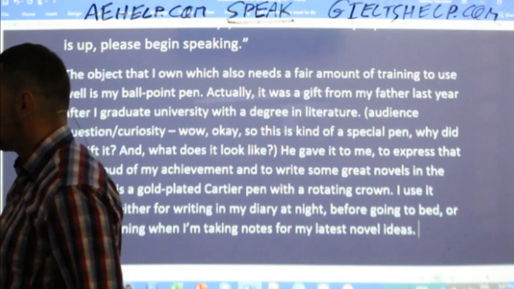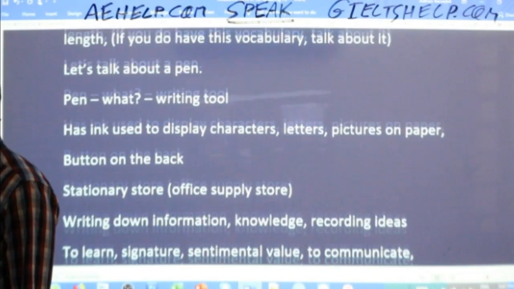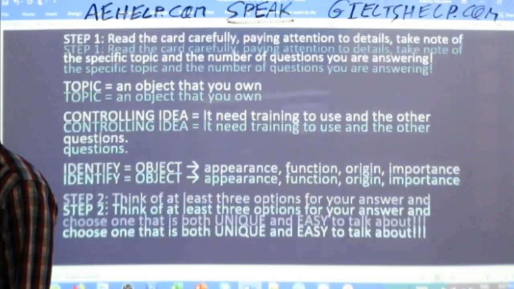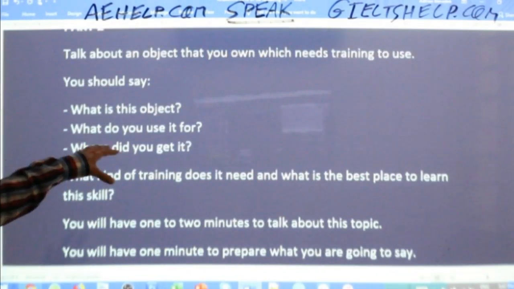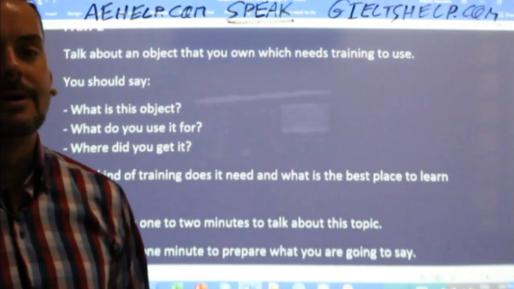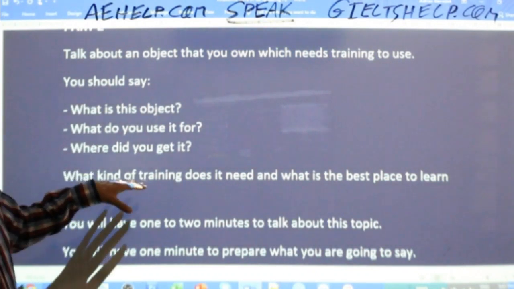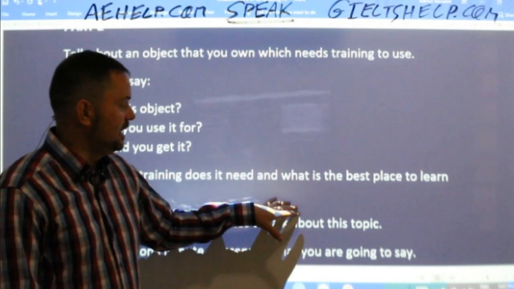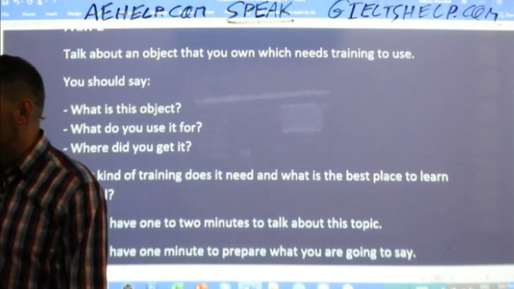Excellent. All right. Now let's not forget about the main components of this cue card question. It's very important to look at the cue card in the 2 minutes. Make sure you don't forget some key elements, okay? So what kind of training does it need, and what is the best place to learn this skill, okay?